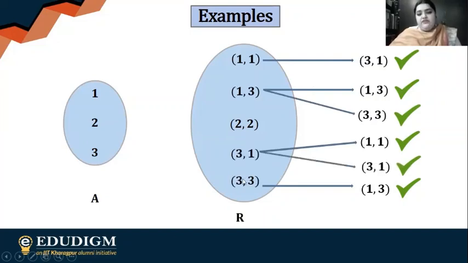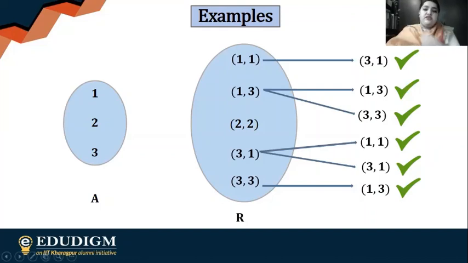And finally, we have (3, 3), (3, 1) for 3 comma 1. So we have checked all the possible pairs of the type AB and BC and seen that A comma C is there in R. So obviously, this is a transitive relation. So we see all the properties coming together. So this is clearly an equivalence relation.